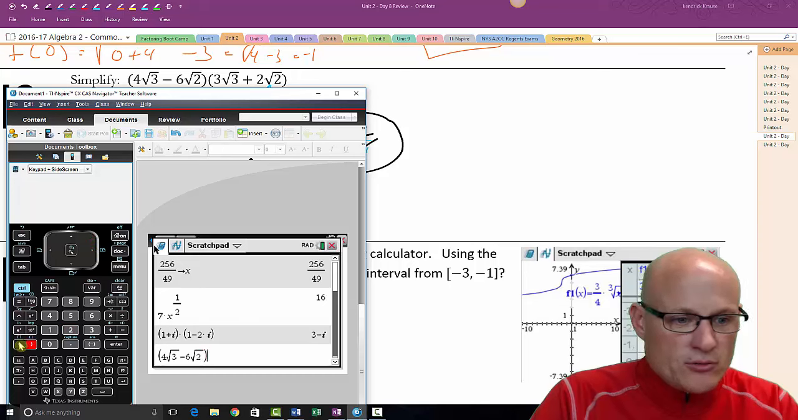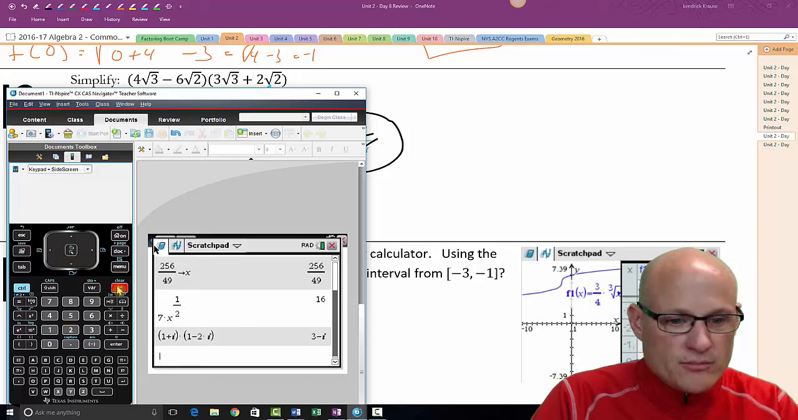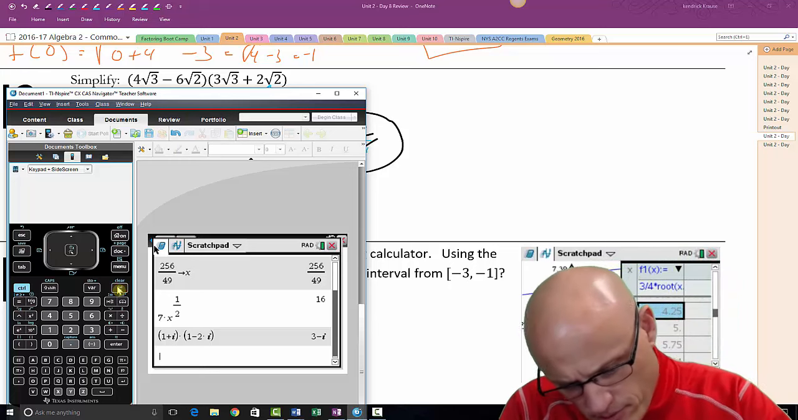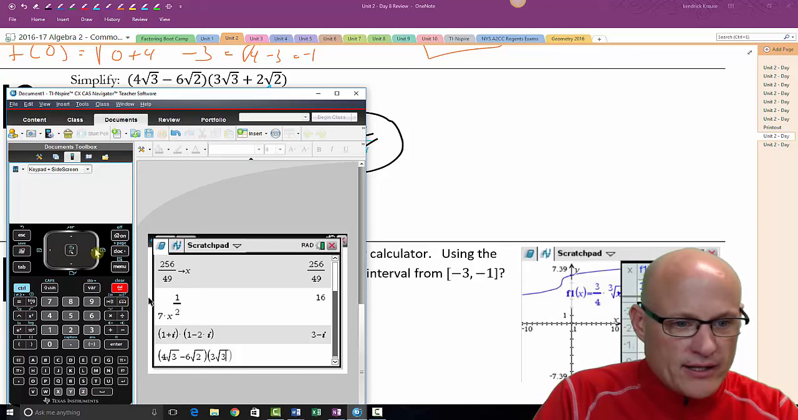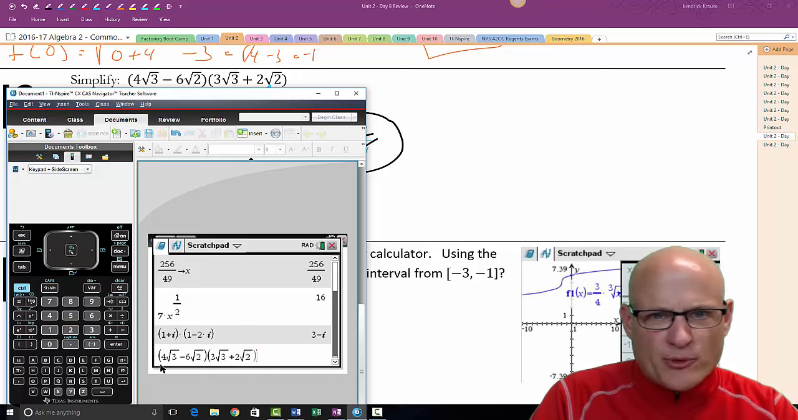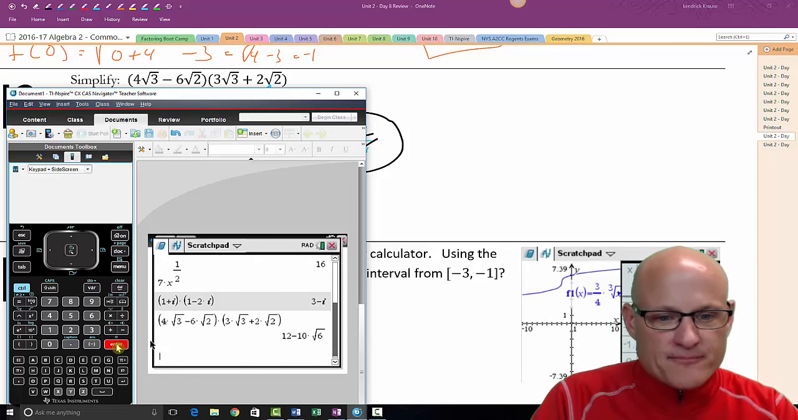Parenthesis, 3 square roots of 3 plus 2 square roots of, oops, what just happened? All right, let me get out of that. Plus 2 square roots of 2. It's not really working that well. Notice how I kind of didn't put it in, so I triple check to make sure I got it in there right. 4 square roots of 3 minus 6 square roots of 2, parentheses, 3 square roots of 3 plus 2 square roots of 2, and hit enter. And I get that weird stuff.